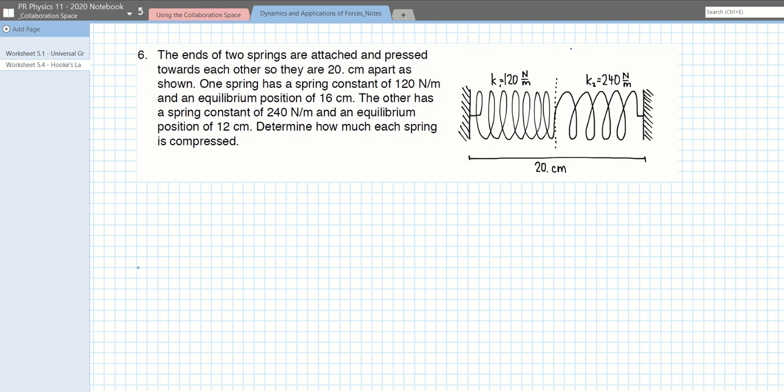So we can see that if you add the 16 and 12, we get 28, and right now there's only 20 centimeters between them, which means that both of them are being compressed. So first, let's identify the variables here. Let x1 be how much spring 1 is compressed.